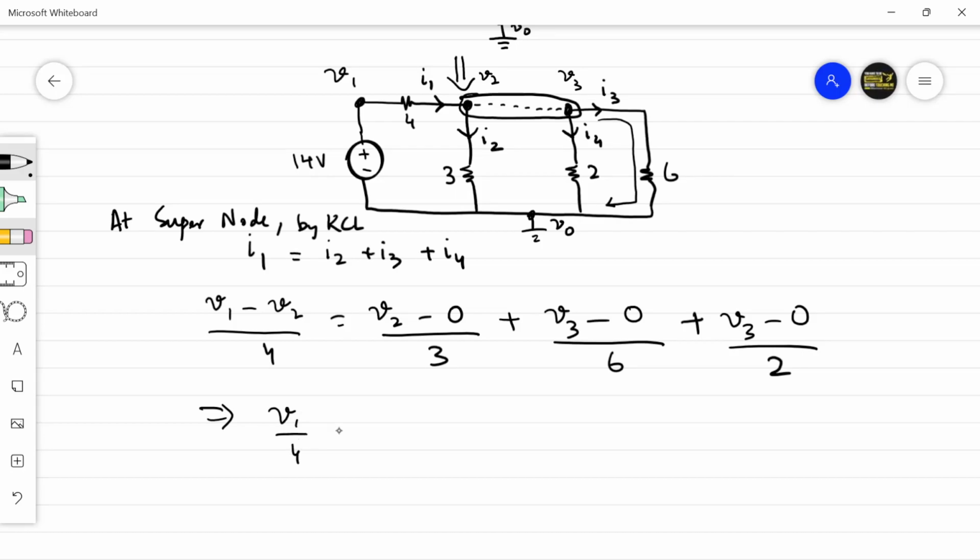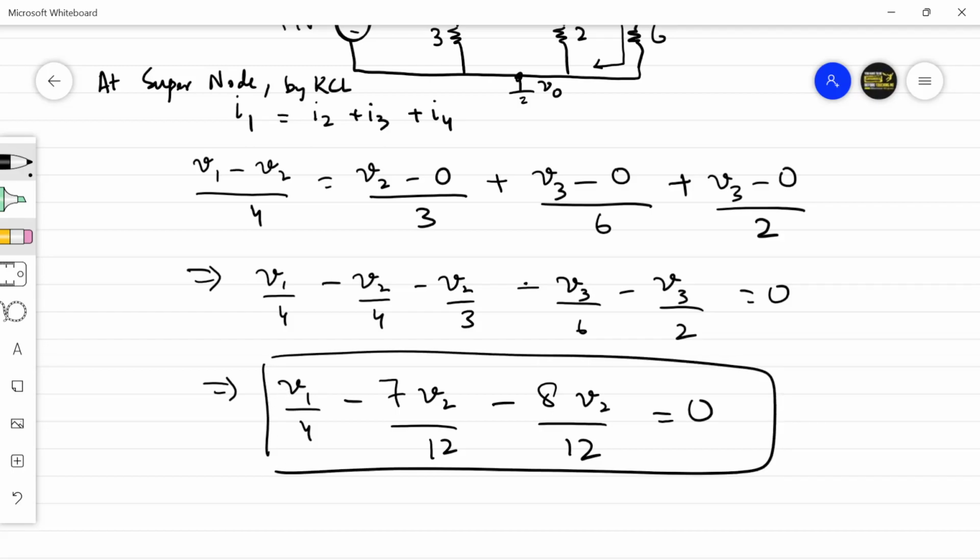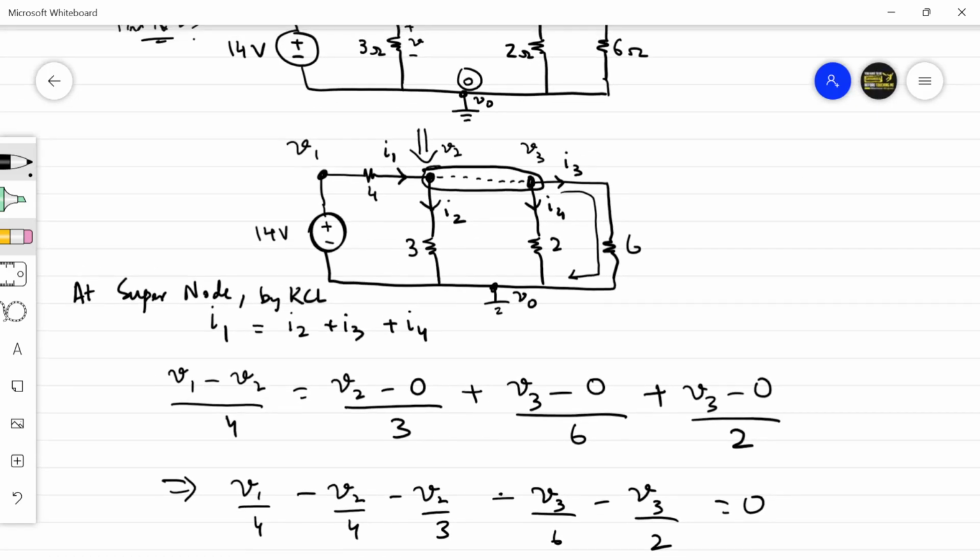So V1 by 4 minus V2 by 4 minus V2 by 3 minus V3 by 6 minus V3 by 2 is equal to 0, which implies V1 by 4 minus 7V2 by 12 minus 8V3 by 12 is equal to 0. ठीक है, ये आपकी एक इक्वेशन हो गई. We have found one equation by using KCL at the super node.